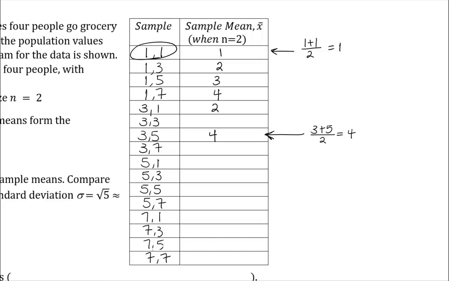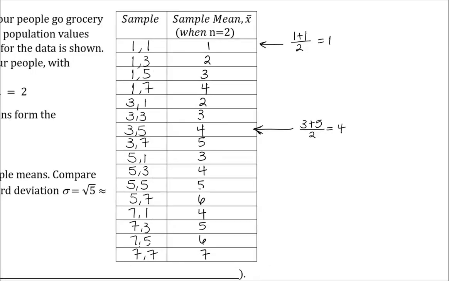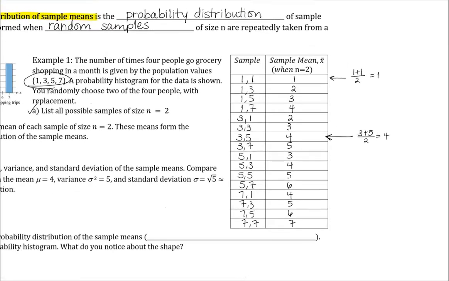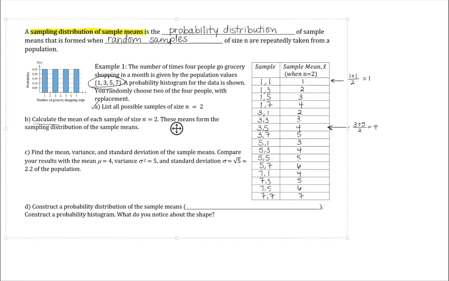And please do check that you're getting the same values that I'm getting when you average these numbers together. So I went ahead and averaged all of those numbers together. We have completed the first part of part B. We have calculated the mean of each sample of size 2. The second part of part B tells us these means form the sampling distribution of the sample means.